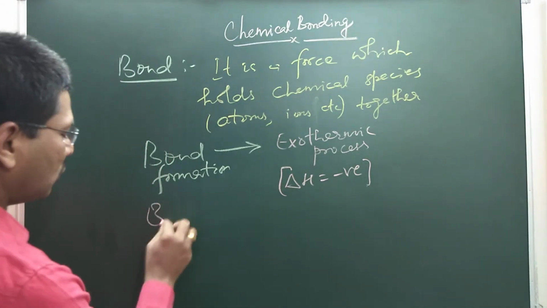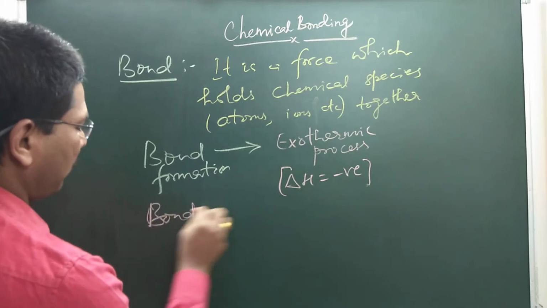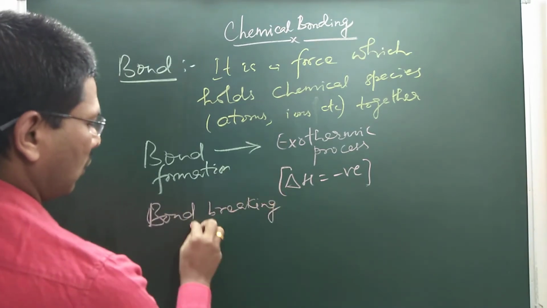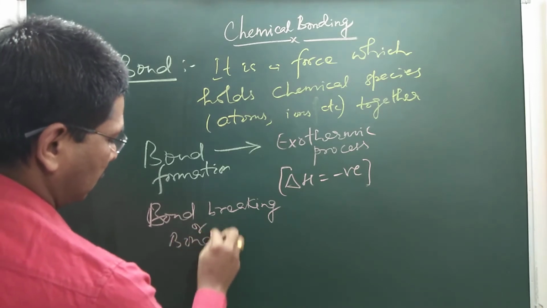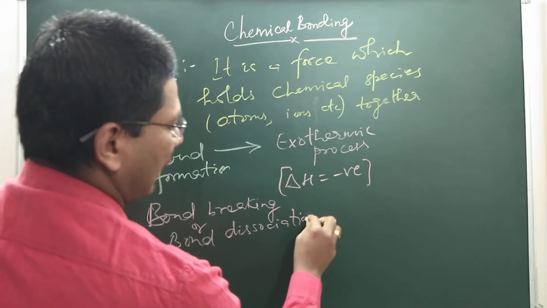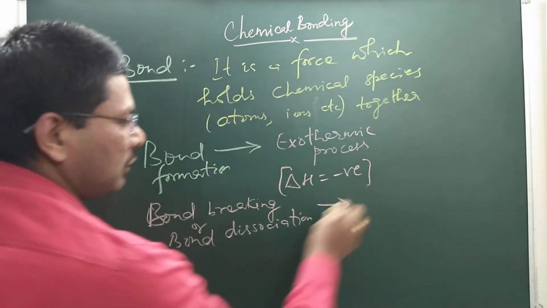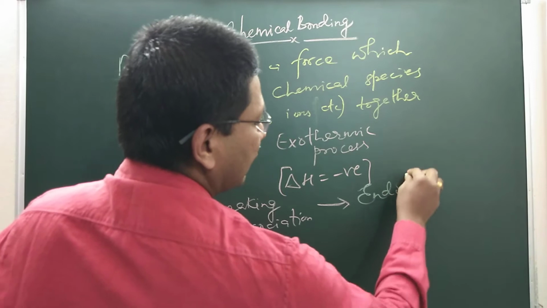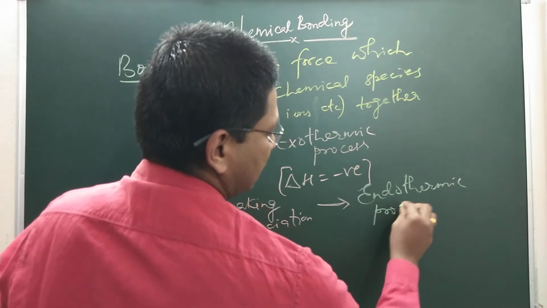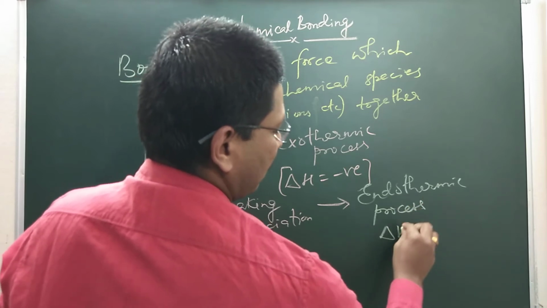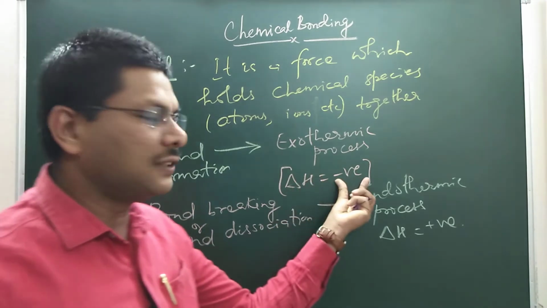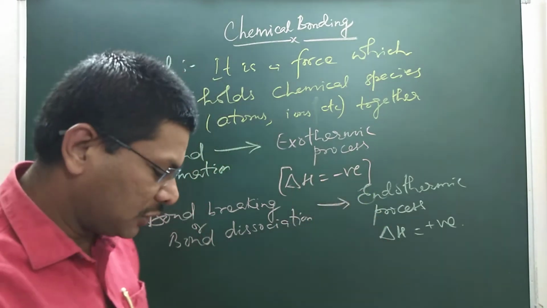Therefore bond breaking or bond dissociation is an endothermic process, meaning that it will absorb energy. So delta H will be positive here. So for an exothermic reaction enthalpy change is negative, for an endothermic reaction enthalpy change is positive.